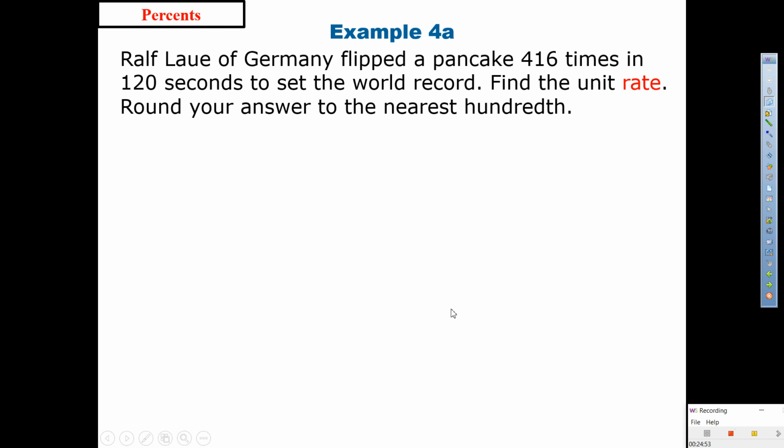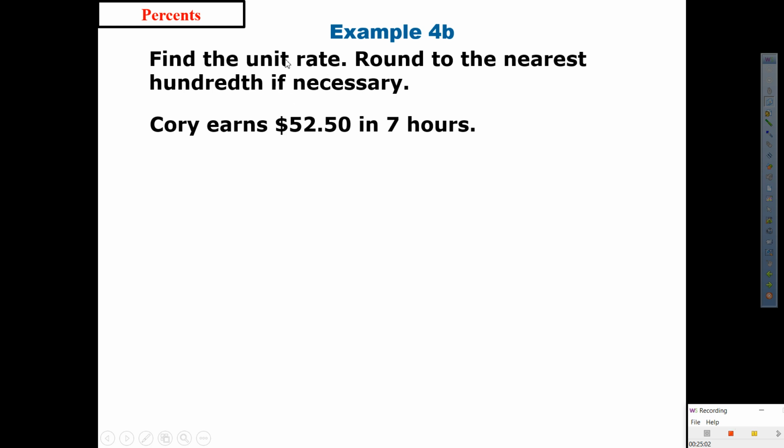Here's one for you. Copy this one. It says, example 4B, Corey earns $52.50 in 7 hours. Corey earns $52.50 in 7 hours. Don't copy the instructions since we already know what they're asking.